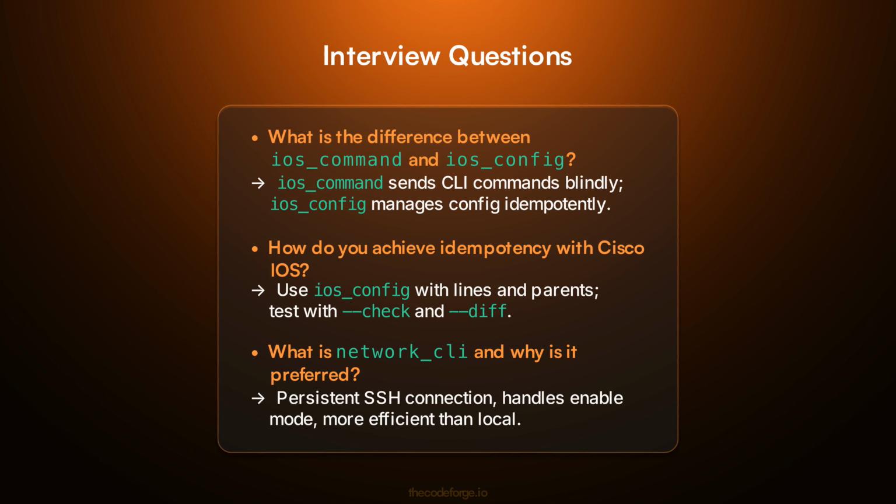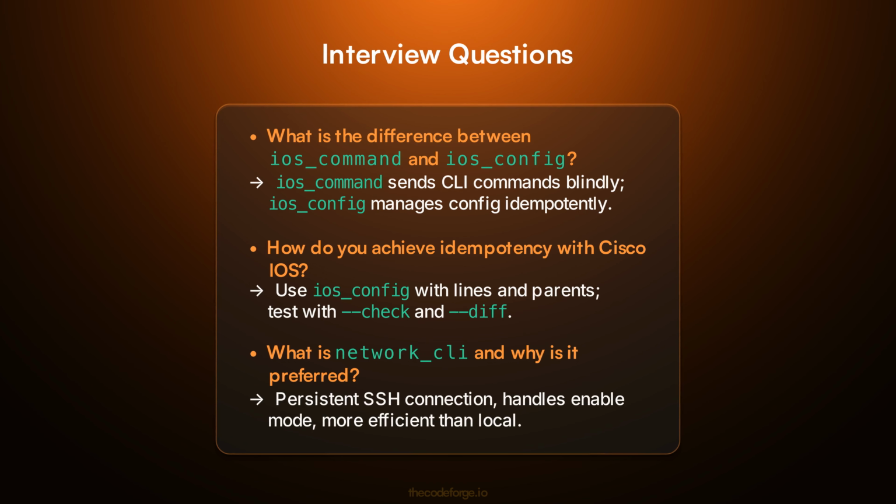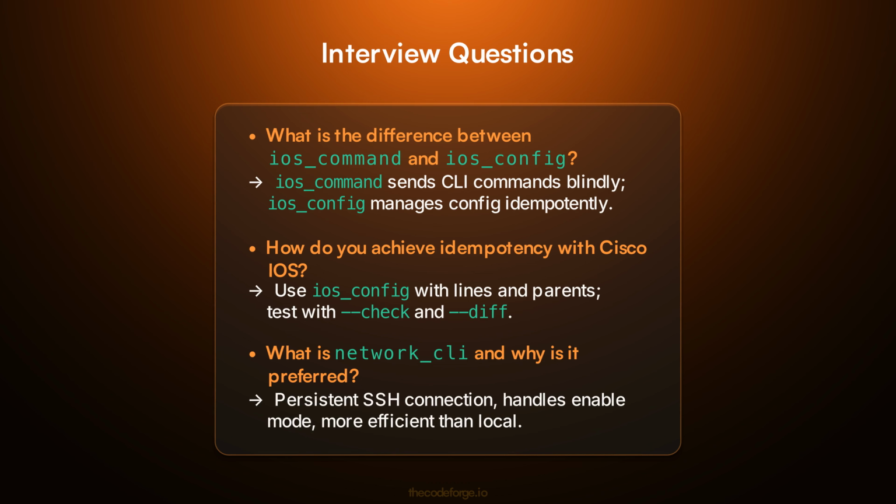Let's run through some common interview questions. What is the difference between EOS command and EOS config? EOS command sends CLI commands blindly. EOS config manages config idempotently. How do you achieve idempotency with Cisco IOS? Use EOS config with lines and parents, test with check and diff.